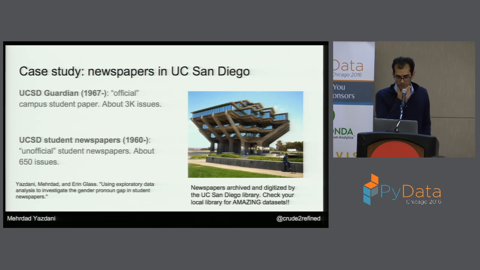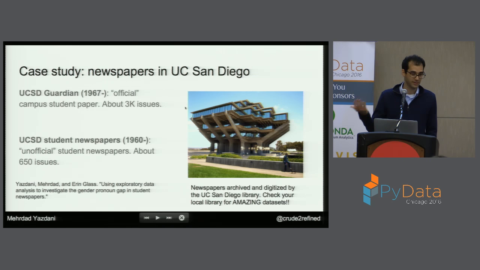Okay, so the case study that we're looking at is newspapers at UC San Diego. I think someone during the rant, I don't know if they're here, but they worked in the library sciences, defended the scientists who don't share the data because of copyright issues. So that's definitely a big issue. But what's amazing is actually a lot of data has no copyright, and libraries are digitizing these data sets and making them available for research or whatever we want to do with it, right?